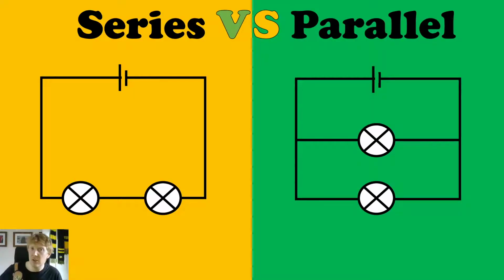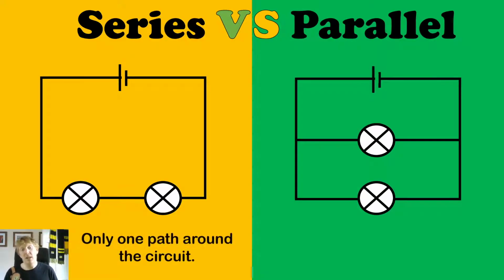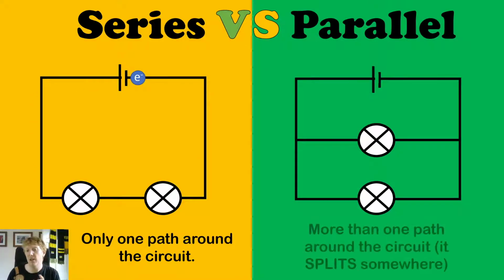There are 2 types of circuits that you will come across: series and parallel circuits. In a series circuit, there is only one path around the circuit which electrons can take. So electrons can only go around that one single path. Whereas in a parallel circuit, there's more than one path around the circuit. It splits somewhere. If the circuit splits at any point, it is a parallel circuit.